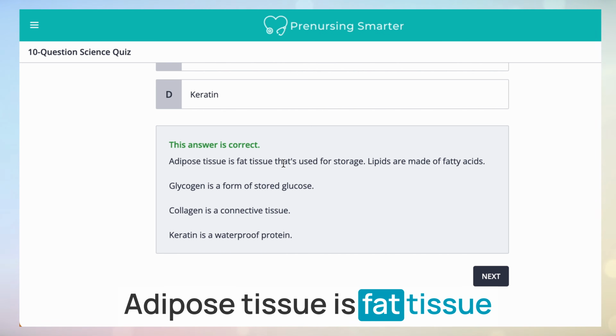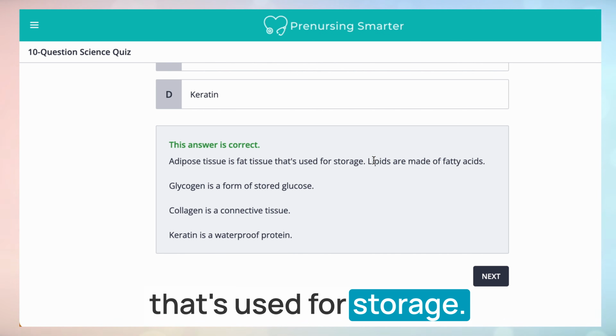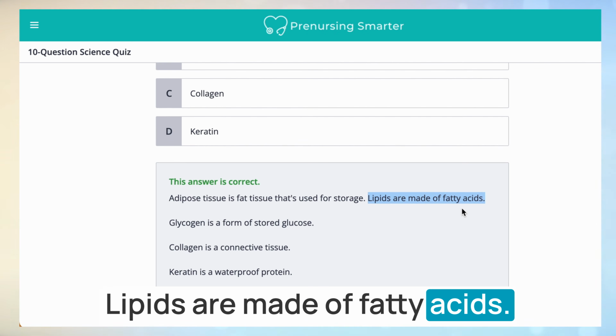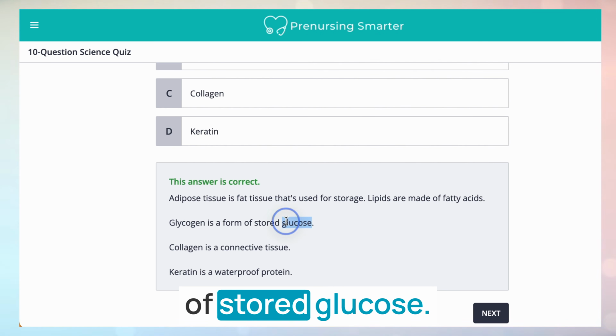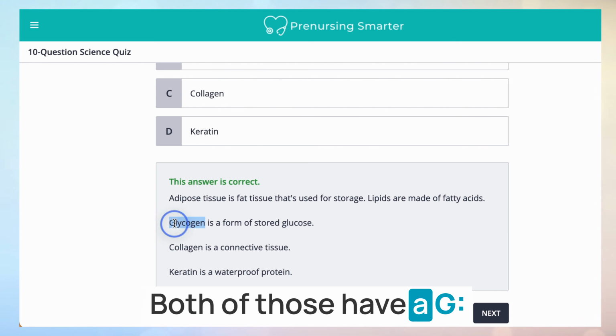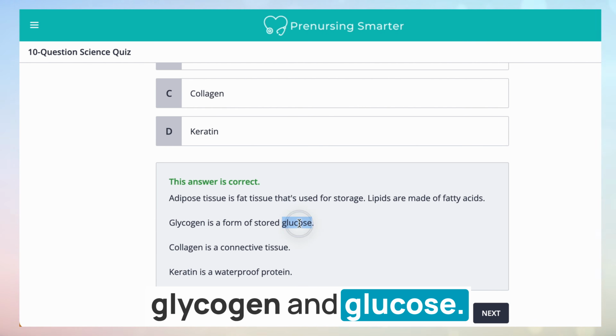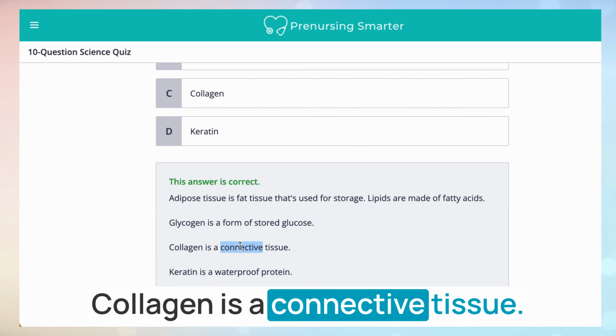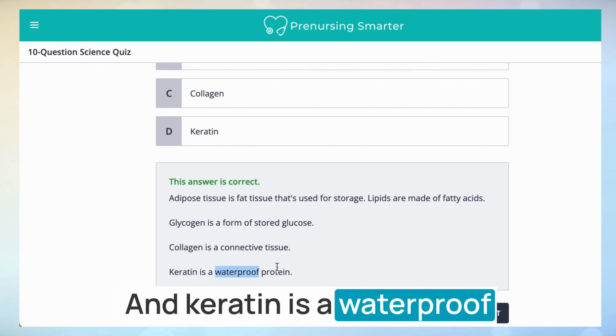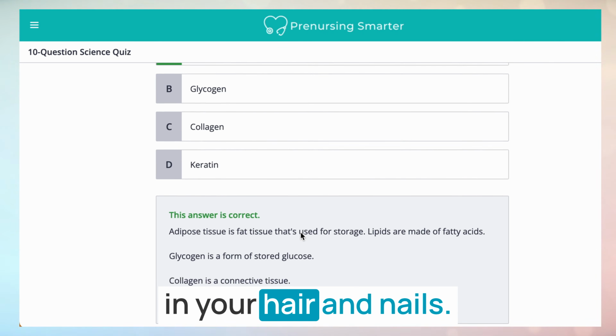Adipose tissue is fat tissue that's used for storage. Lipids are made of fatty acids. Glycogen is a form of stored glucose. Both of those have the G, glycogen and glucose. Collagen is a connective tissue, and keratin is a waterproof protein that's often in your hair and nails.